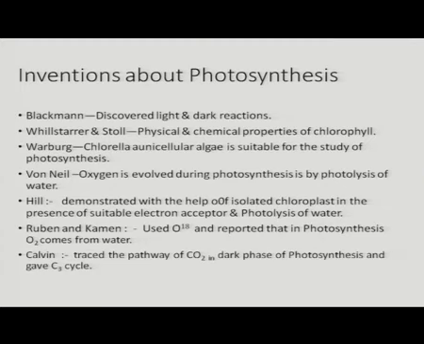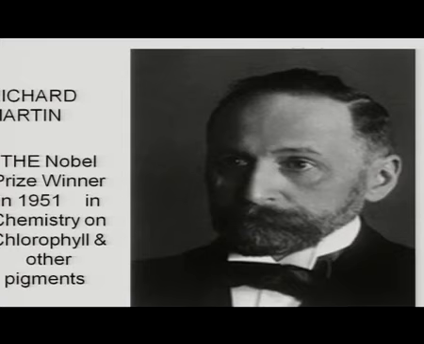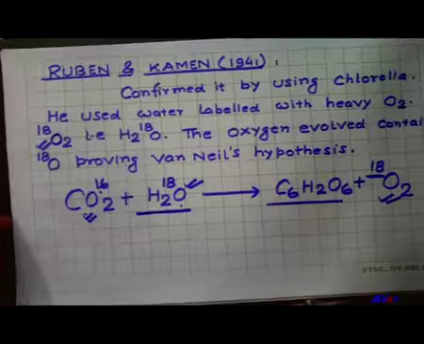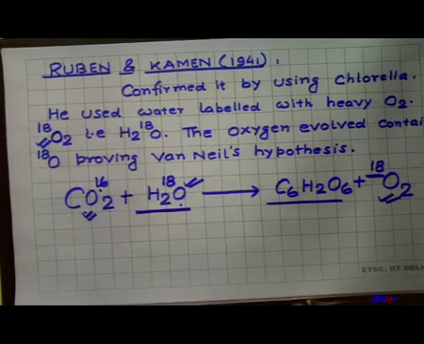After that, Calvin, the famous reaction, that is the dark reaction, is also named Calvin cycle or C3 cycle. He traced the pathway of carbon dioxide during photosynthesis and finally gave the C3 cycle. Next scientist, Richard Willstatter, the Nobel Prize winner in 1951 in chemistry on the chlorophyll and other pigment. The whole process of photosynthesis takes place inside the green plant, green leaves that contain various types of pigment, that is chlorophyll and other pigment, which we will discuss.